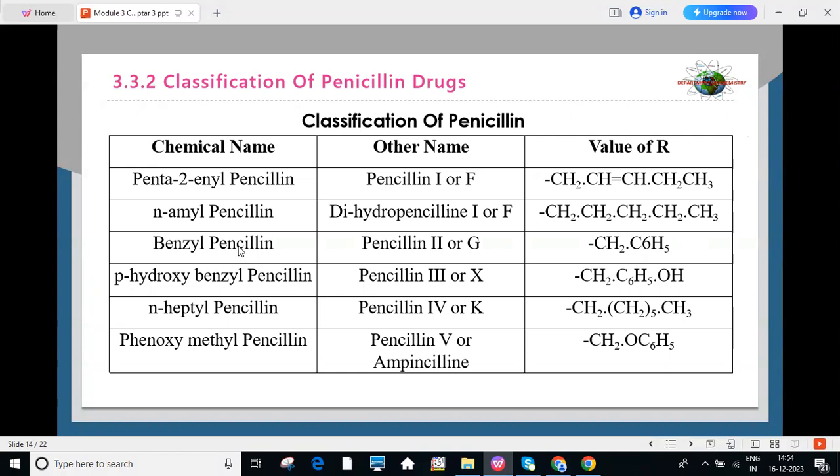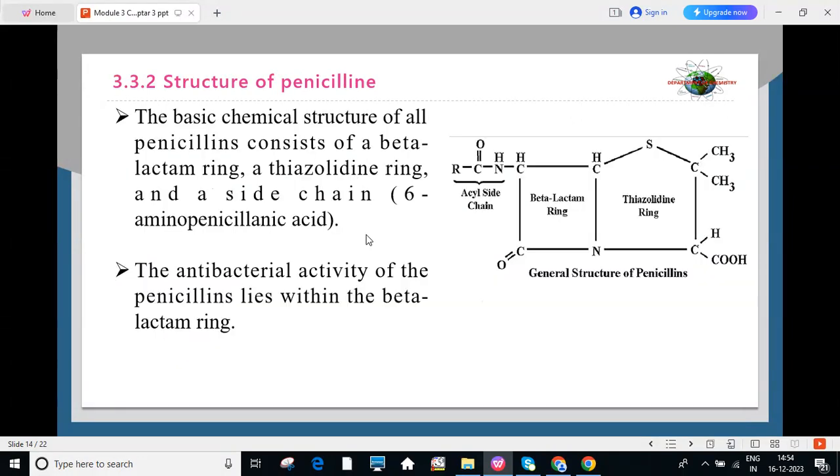So this is the classification of penicillin drugs. Penicillin drugs are classified into seven categories. Sorry, six categories. Penicillins 1, 2, 3, 4, 5 are F, G, X, K and penicillin. If we substitute the R value, that is, the alkyl groups, instead of R in the general structure of penicillin, the penicillin will be classified into 1, 2, 3, 4, 5.